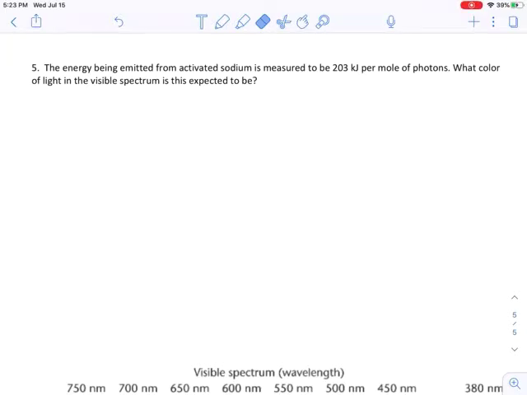Last one, number 5 here. This is the same thing as number 4, except we're just going to go in reverse order. In number 4, I gave you the wavelength and wanted you to get the energy. In number 5, I'm giving you the energy and I want you to get the wavelength.